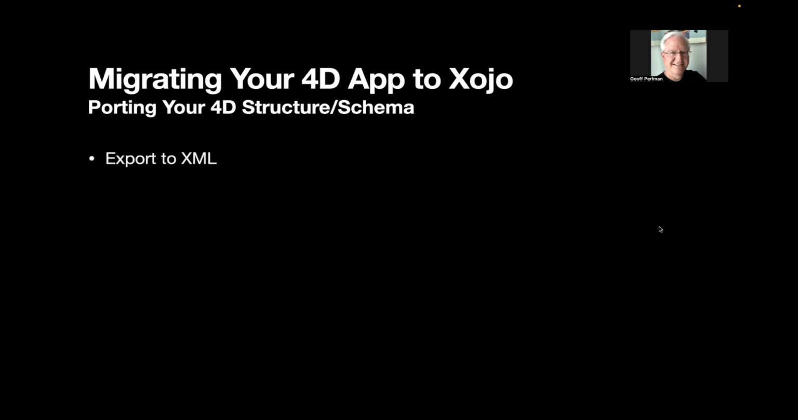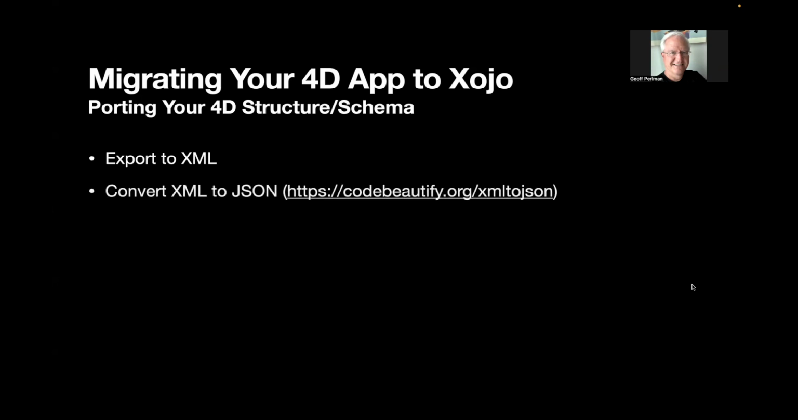All right, porting your 4D structure. From 4D, you can export the structure to XML. If you go to this website, you can convert that XML structure to JSON. You can then take the JSON code and import it with an app like Tables Plus. Tables Plus is what I use and it's cross-platform. So you can import the structure right into that and it will create the SQL database structure with all your columns and tables and all that stuff. So that's a way to get that structure over.